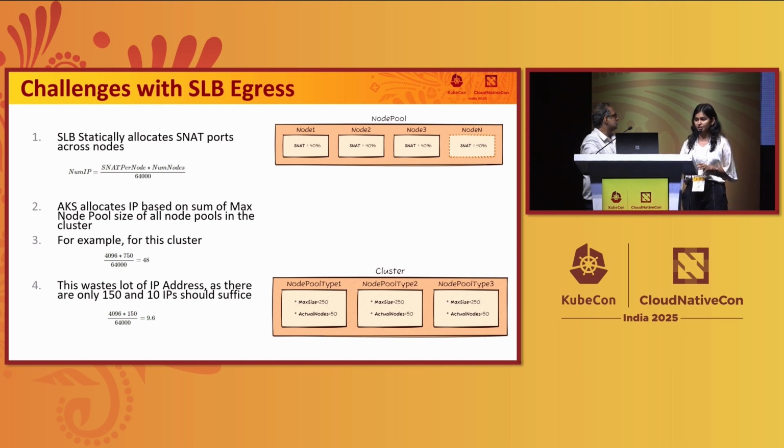But in reality, in the same example, the actual number of nodes in the cluster is just 50 per node pool. That means in total, 150 nodes are actually running in the cluster. When we use 150 with the same formula, we get almost 10 IPs. That means 48 IPs are actually attached to the cluster, but we are just using 10 IPs. That means almost 80% of IPs we are wasting and not using. Maybe we can use them during the peaks, but normally 80% of IPs are getting wasted. So this is exactly our challenge. We want to optimize allocating IPs dynamically so that we do not end up exhausting a constrained resource.